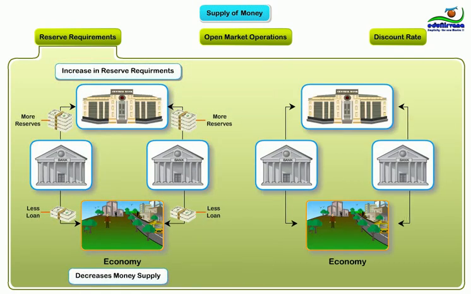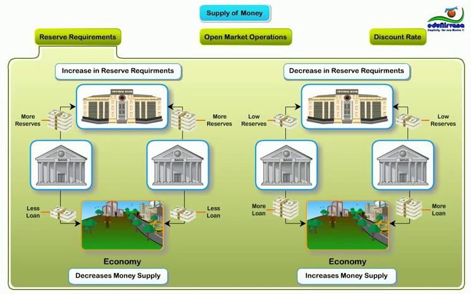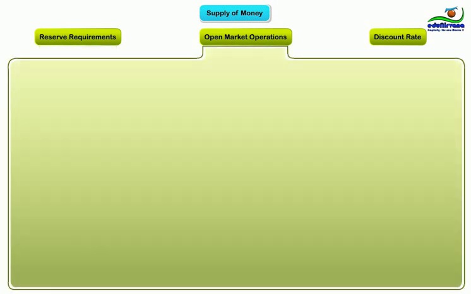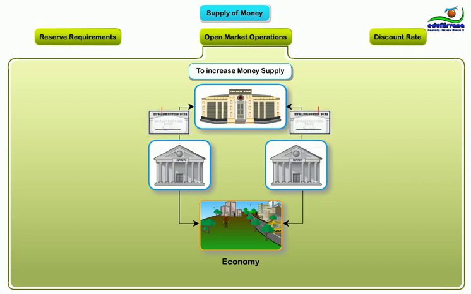Conversely, a decrease in reserve requirements lowers the reserve ratio, raises the money multiplier, and increases the money supply. The second tool that I use is open market operations. I conduct open market operations when I buy or sell government securities, that is G-SECs, from the public. To increase the money supply, I buy back the government securities that are with the banks.